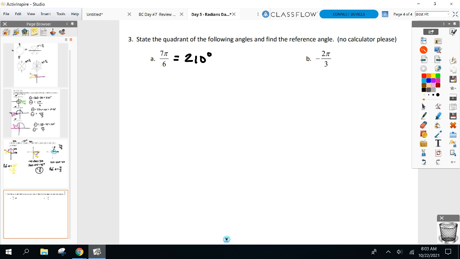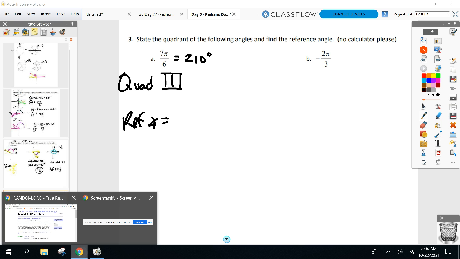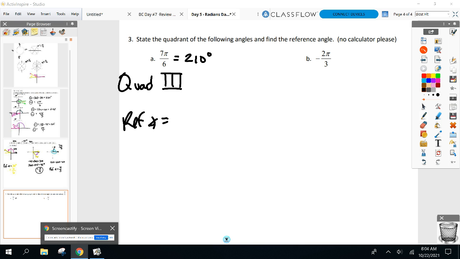Quadrant 4. No, 4? 4 is 270 to 360. Oh, wait, no, sorry, 3. Oh, is that what you meant? Yep, quad 3. How about the reference angle, based on what we've been doing? 30 degrees. Quad 3. And that doesn't matter anyway, the reference angle while I'm yelling quad 3.